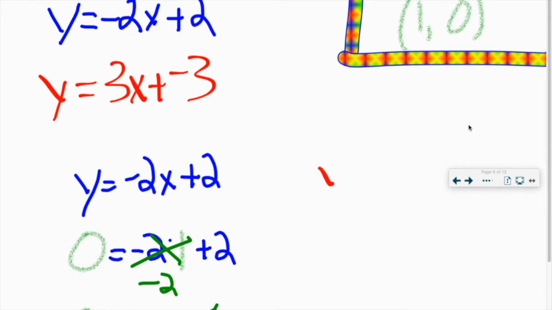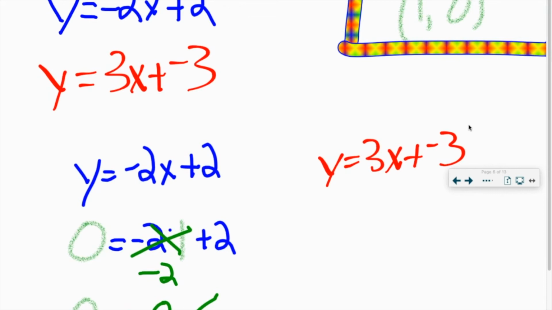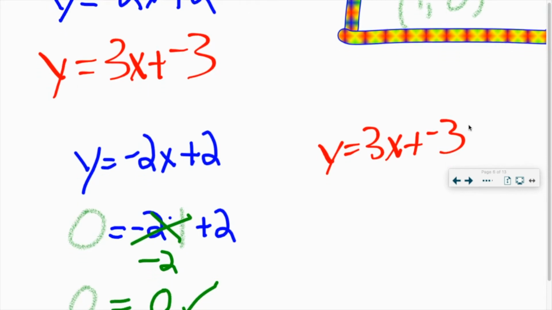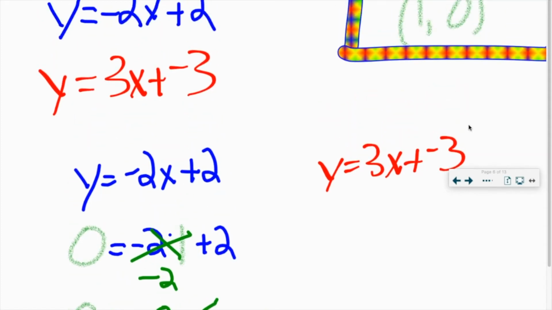Now let's check it in the other equation, y equals 3x plus a negative 3. Mr. Walls, I can just see it. Well, good, but plug it on in. If it says check your solution and it's a required thing, this is the work you need to do. To do that again, from our ordered pair up here at the top, plug on in the y value of 0 equals 3 times the x value in that ordered pair, which was 1, plus a negative 3. From there, go ahead and continue to simplify.